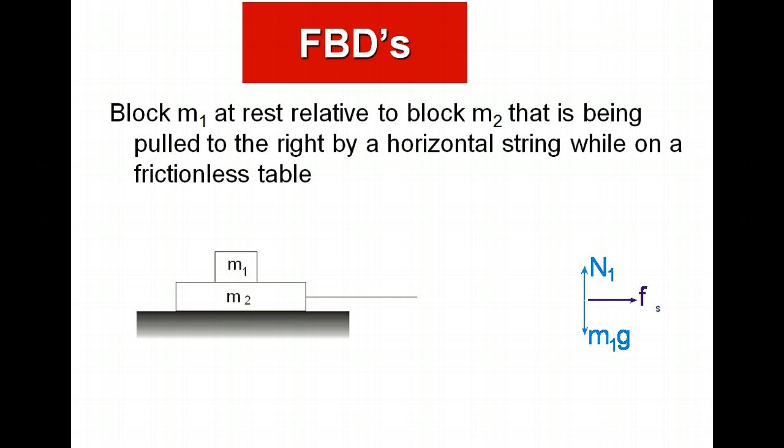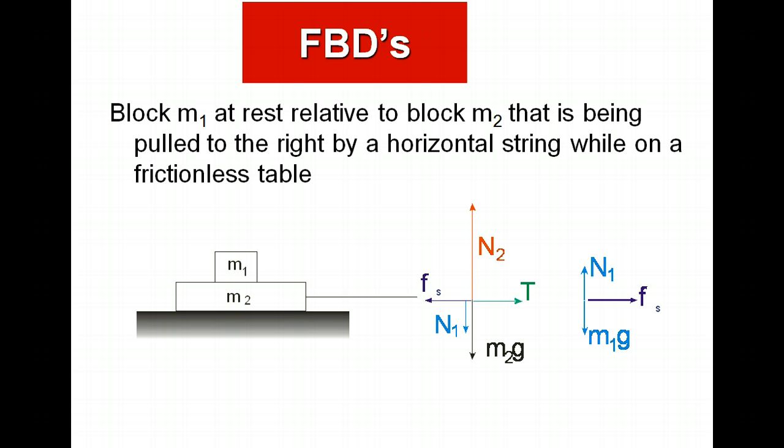Here's the free body diagram of M1. There's the weight of M1 downward. There's M2 exerting a force upward. That's a normal force. But there must be a force to the right on M1 because it is accelerating to the right along with block 2. And that must be a static friction force.